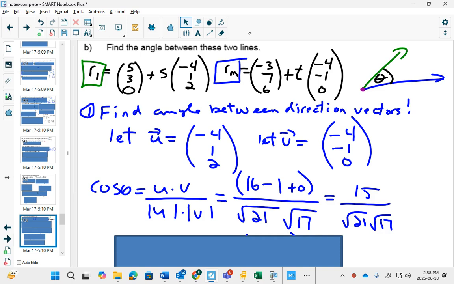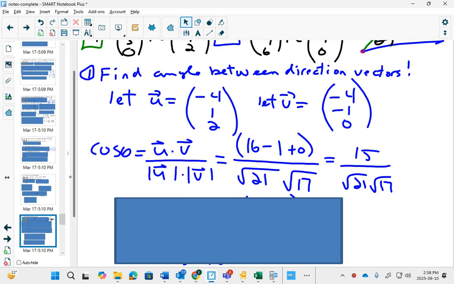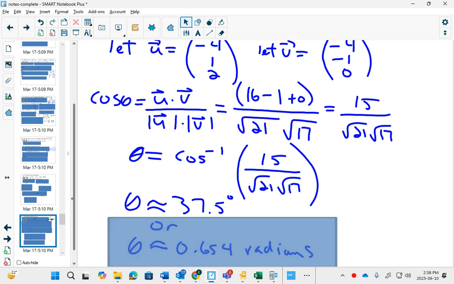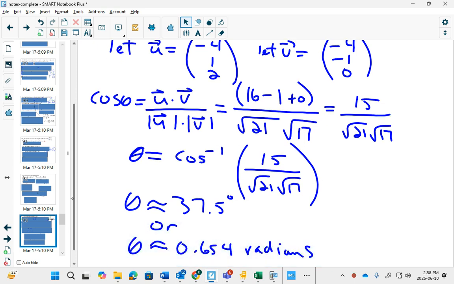That cos theta is u dot v, I have my arrowheads on here, over the length of u times the length of v, and we get 15 over root 21, root 17. We can do cos inverse, and we get 37.5 degrees. Or if your calculator was in radians, 0.654 radians.